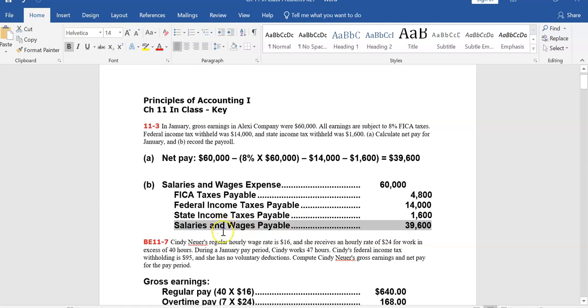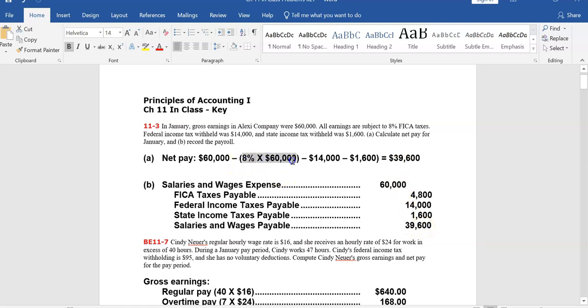If we were actually paying it, this credit would be to cash. But because we haven't paid it yet, we're recording the liability. We will credit the liability to increase it. So the net pay is how much will actually be paid to employees, $39,600.